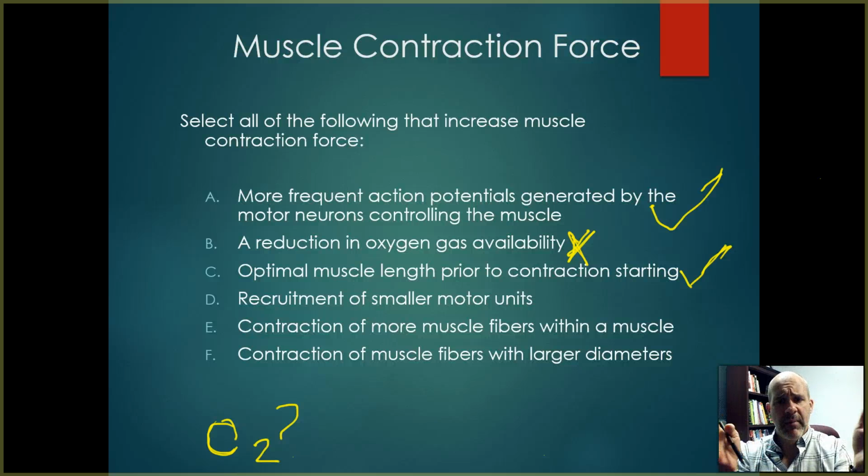Or if your muscle is shortened, your actins and your myosins, they're not making contact yet, but if they're already overlapping each other like this when they start off, then when they do start making contact, they don't have as much room to slide across each other. So in order for maximum contraction force, you want to have an optimum muscle length before contraction actually begins.